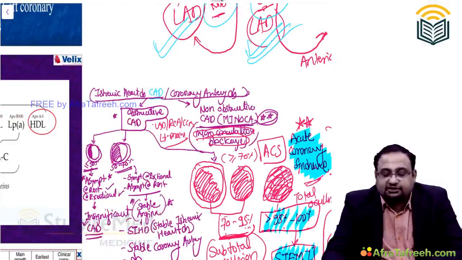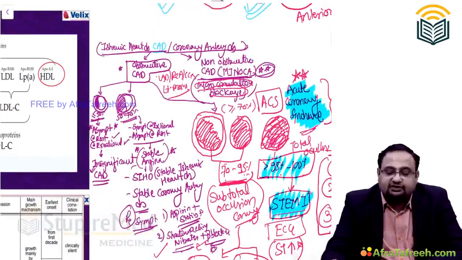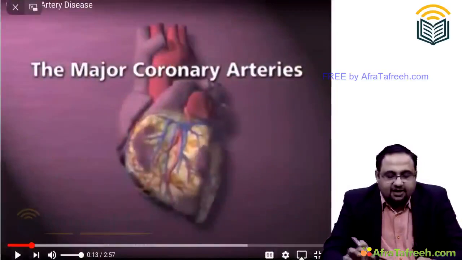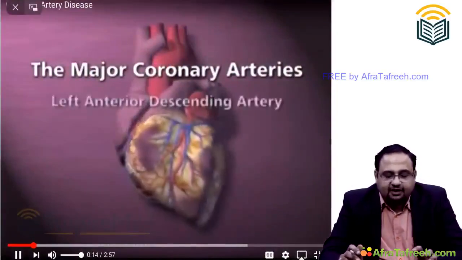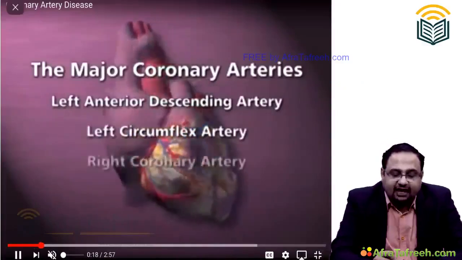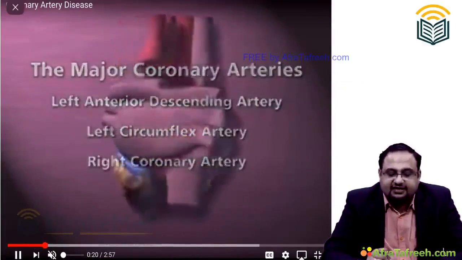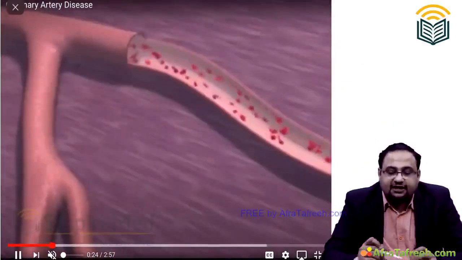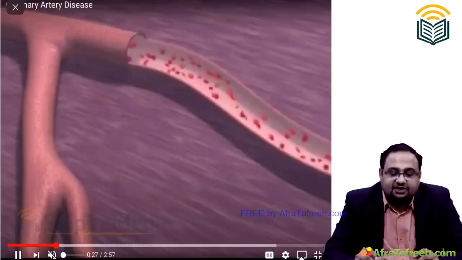This video will demonstrate how the coronary artery blockage progresses. Let us see this. You can see our heart has three important coronary arteries. What are these three important coronary arteries? The left anterior descending artery, the circumflex artery, and the right coronary artery. Among these, the most important is the left anterior descending artery, which is shown here.